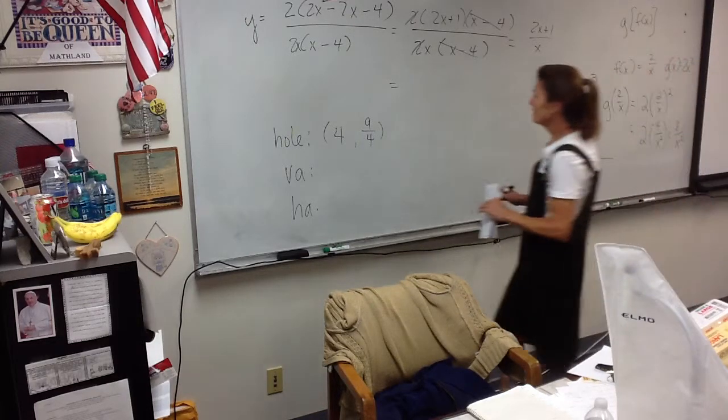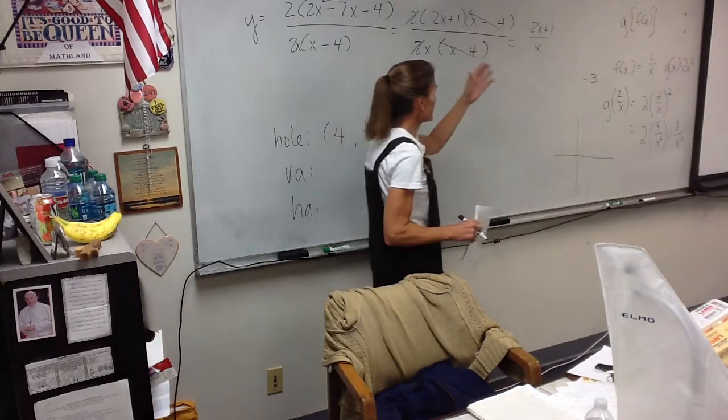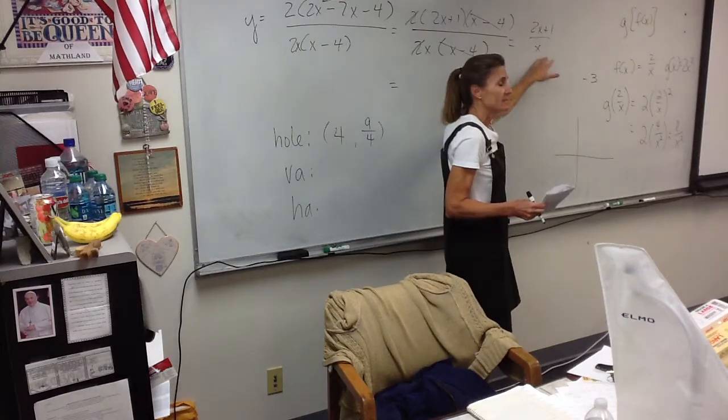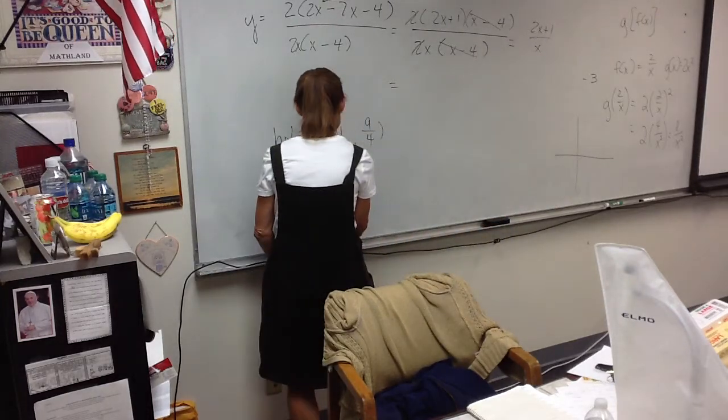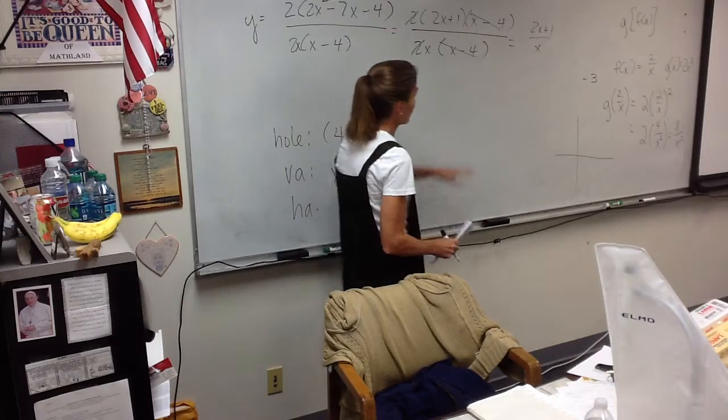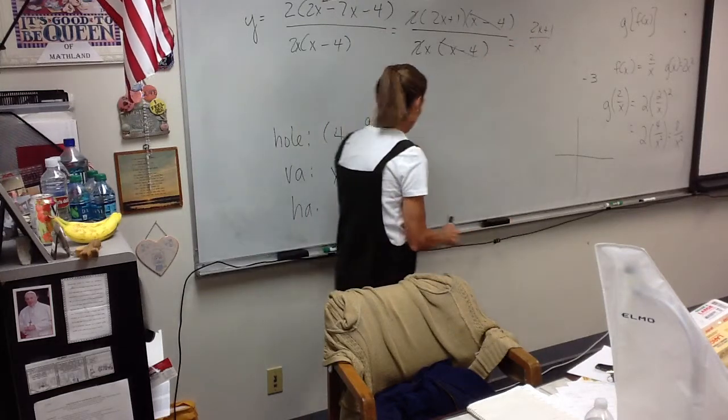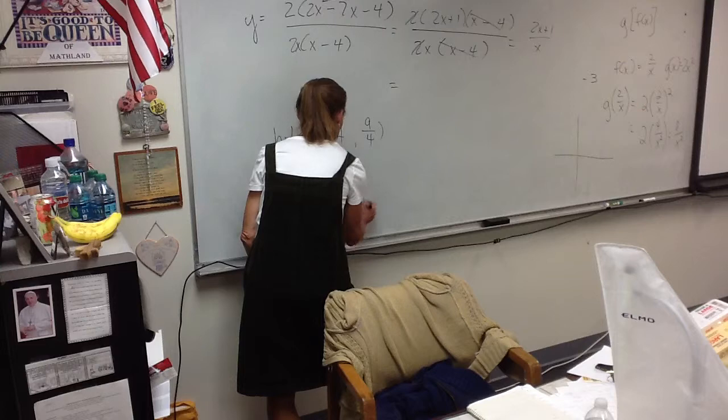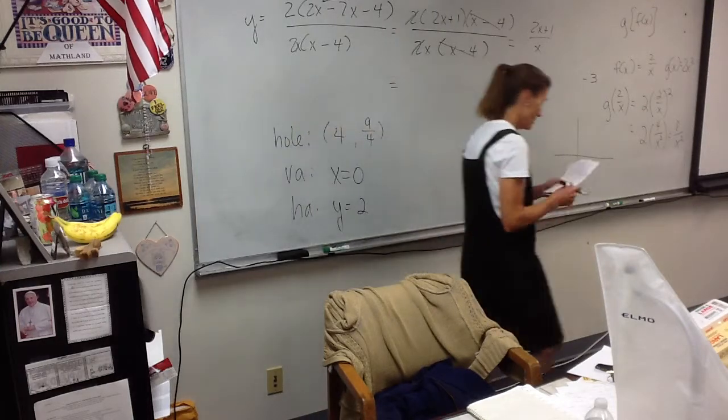Okay, anyway, come on now, what can x not be? 0. So you've got a vertical asymptote at 0. And where's your horizontal asymptote? 2 over 1. Y equals 2. Yep. Y equals 2. That was easy enough.